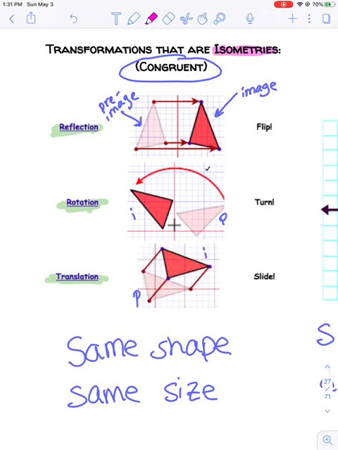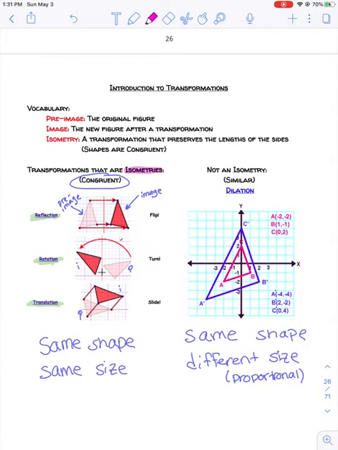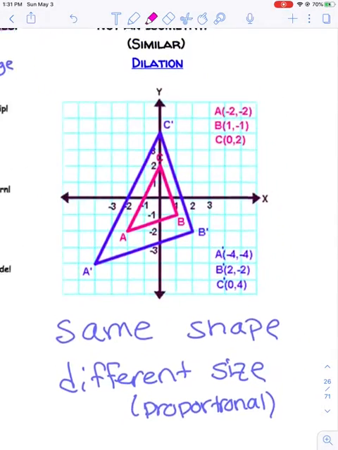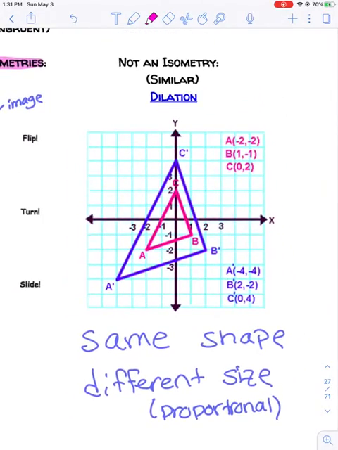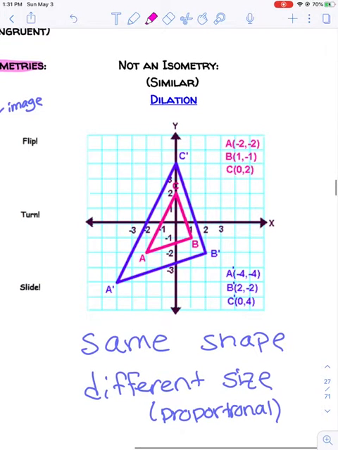So the word that encompasses reflections, rotations, and translations is an isometry. An isometry is the definition saying that we've done some sort of transformation. We've changed the shape somehow, but it's congruent. It holds the exact same shape and size. So those are the three isometries. There's one transformation that's not an isometry, and that's the dilation.